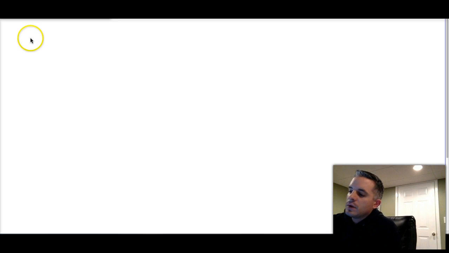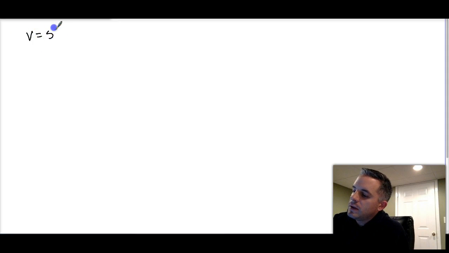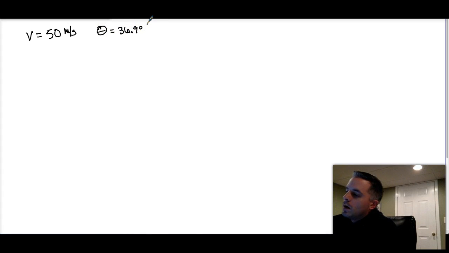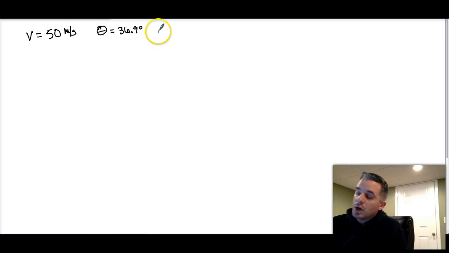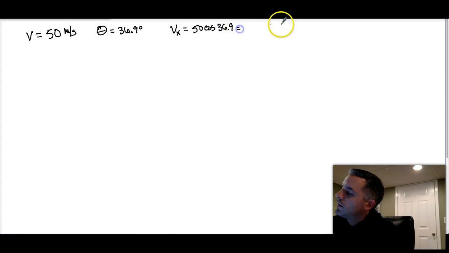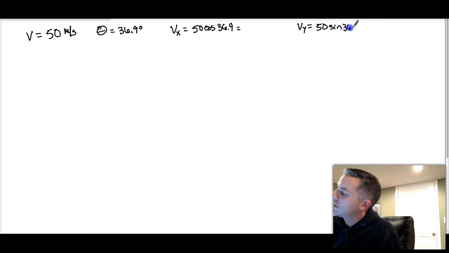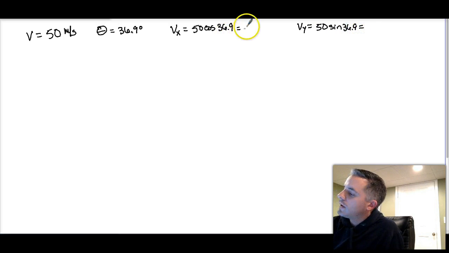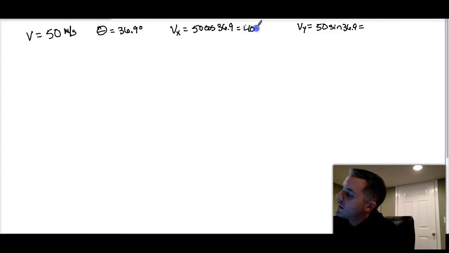All right, so first thing, again, we'll do like we always do, write down what we know. So we know that v is going to be 50 meters per second. That's our initial speed. And we know that it is launched at 36.9 degrees. So my next thing, because it is shot in 2 dimensions, is I want to know what are the x and y components. So v sub x is going to be 50 cosine of 36.9, and v sub y is going to be 50 sine of 36.9. If you do those out, you get that v sub x is going to be 40 meters per second, and v sub y is 30 meters per second.